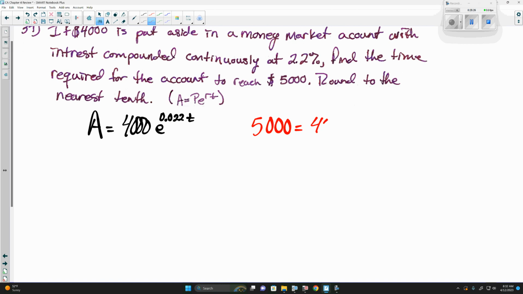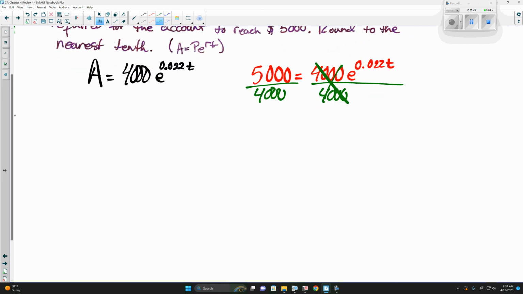5,000 equals 4,000 e to the 0.022t. Well, the first thing we need to do is what? Divide both sides by 4,000. Those will cancel, leaving us with e to the 0.022t. Does 5,000 divided by 4,000 nicely? Yeah, it's what?